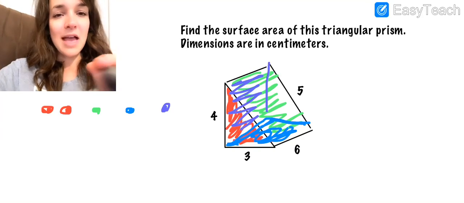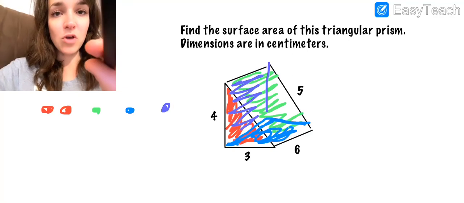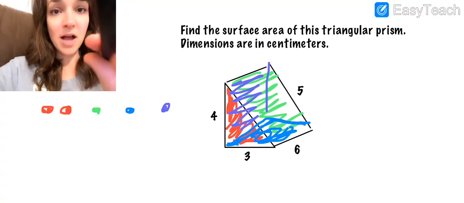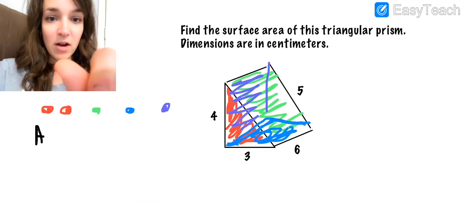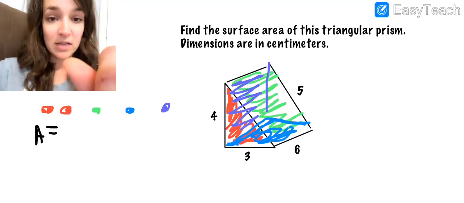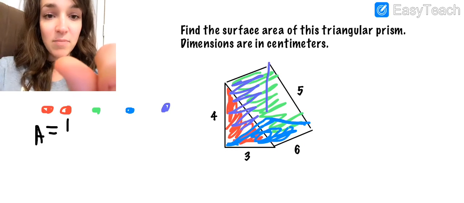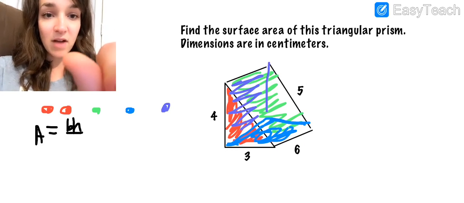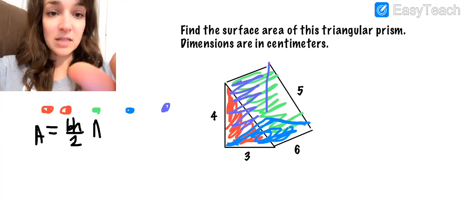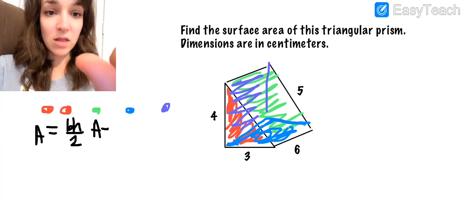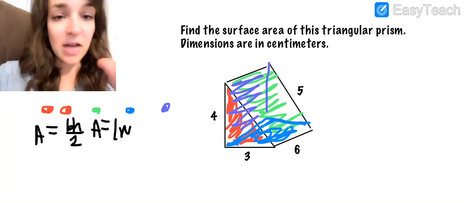But anyway, I know the red shapes are triangles, okay? And so the area of my triangles, it's very, very important to remember that the formula for area of a triangle is different than a rectangle. So that's actually going to be base times height divided by 2, okay? Then the green side is a rectangle, so that's length times width. Same thing for the blue and the purple sides, okay?